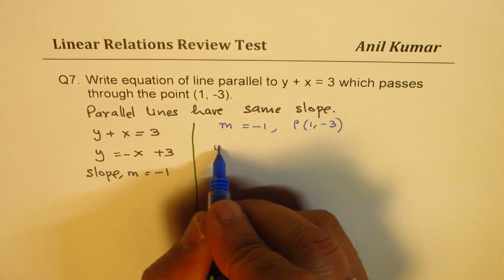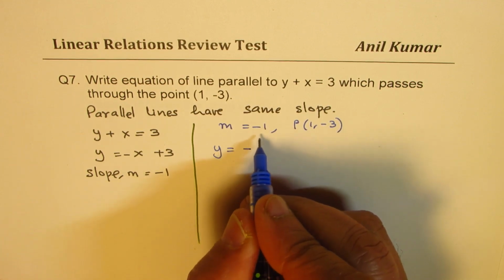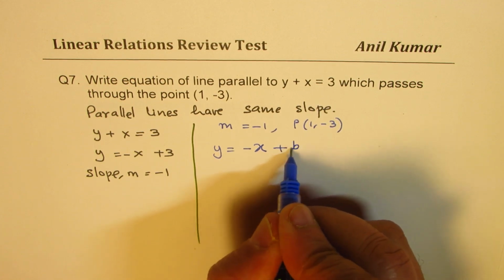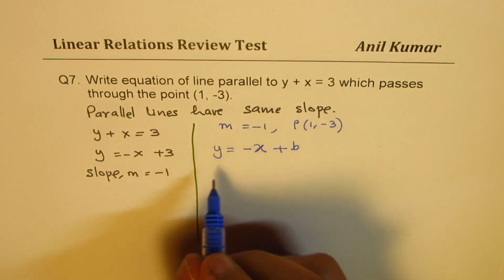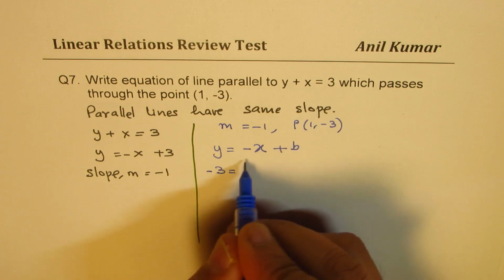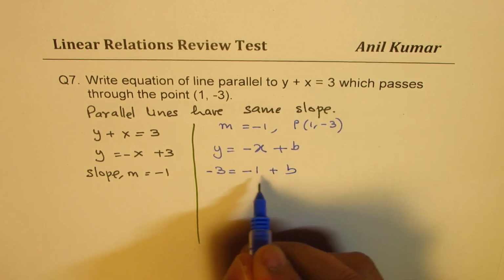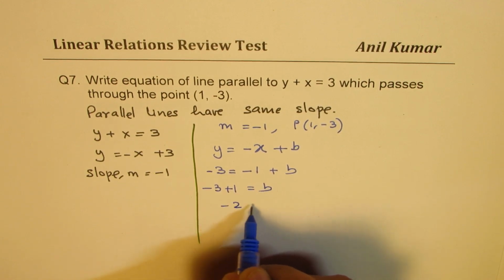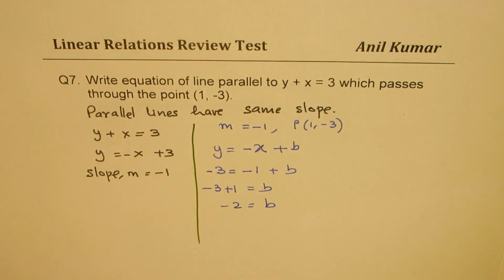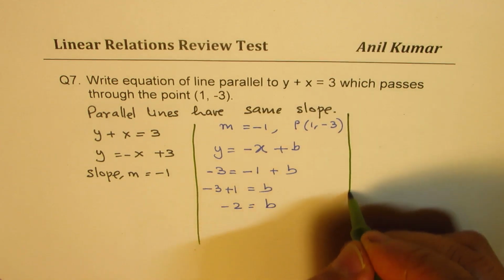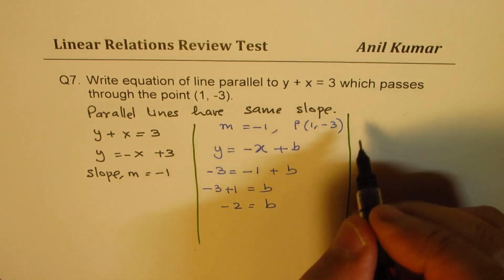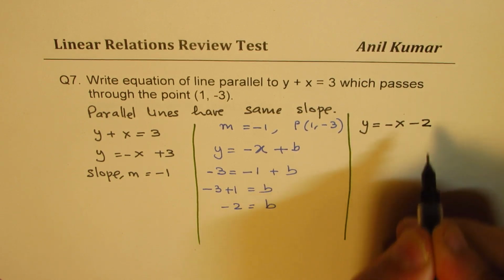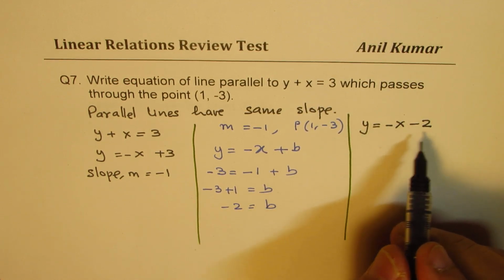So that means I could write this as y equals minus, it's not good to write minus 1, so I'm avoiding that, I'm just writing minus x plus b. Well, plug in the point (1, minus 3), 1 for x, bringing it here, minus 3 plus 1 equals b, which is minus 2 equals b, correct? So once you get that, you can always write down the equation. So the equation is y equals minus x minus 2, correct? So that is your general equation.